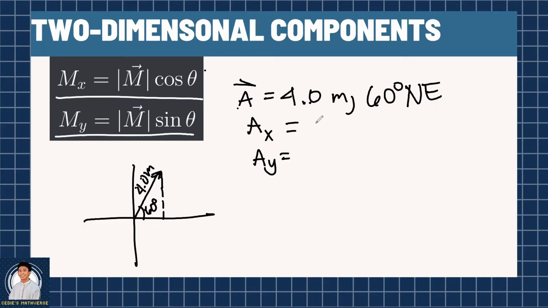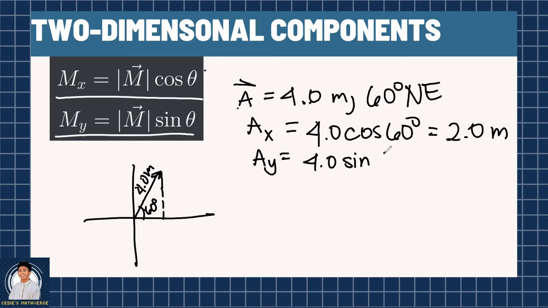So we have the x component, 4.0 multiplied by cosine 60. Since it is going east, this x component must be positive. If it is west, however, it becomes negative. So 4.0 cosine 60 is equivalent to 2.0 meters. On the other hand, the y component is denoted as 4.0 sine 60 degrees.